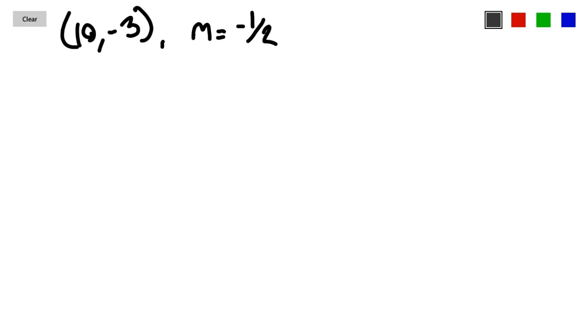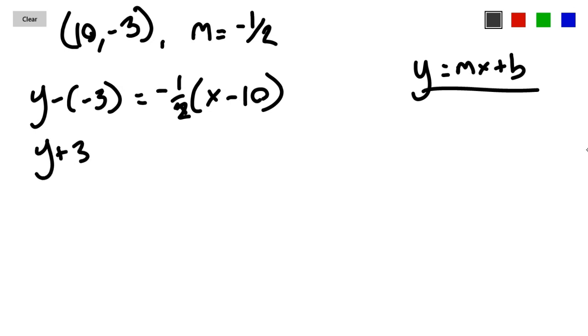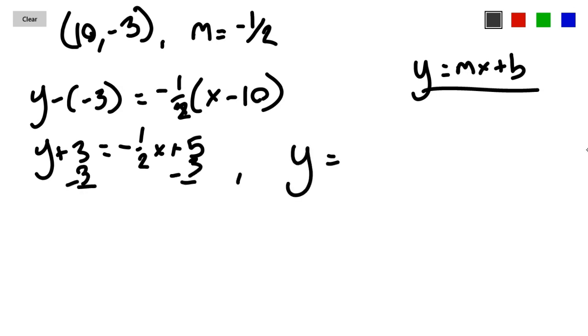So to do this, I've got y minus -3 is equal to -1/2 times x minus 10. And then I just use the rules of algebra that I learned before to isolate the y, and then we'll have the equation in the form that we're looking for. So I have y plus 3, whenever I cancel the negatives on this side, is equal to -1/2 x plus 5. And then to get y by itself, I just subtract 3 from both sides. So I've got y is equal to -1/2 x plus 2 as my answer.